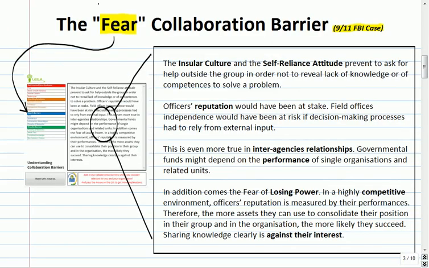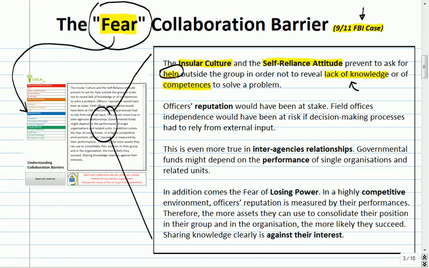For instance, if we look at one of the collaboration barriers, the fear one, in the FBI case, you will see that there is an interesting explanation telling that the insular culture and the self-reliance attitude, which are 2 other collaboration barriers, prevent people from asking for help outside the group in order not to reveal lack of knowledge or competences. So you see, people are afraid of revealing that they do not know, and this would create a big issue, so they don't dare to ask for help.